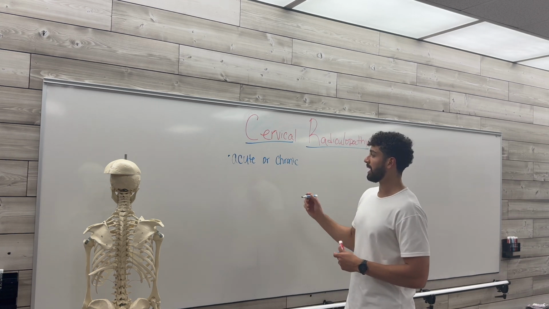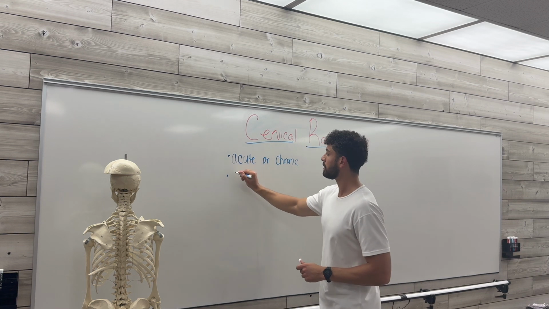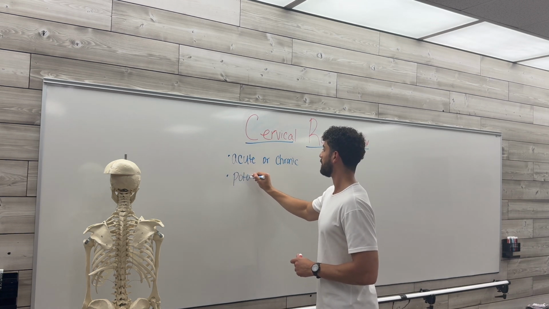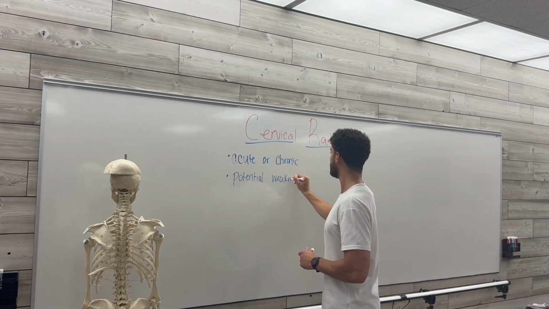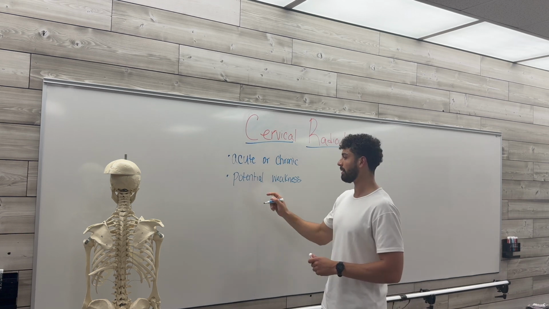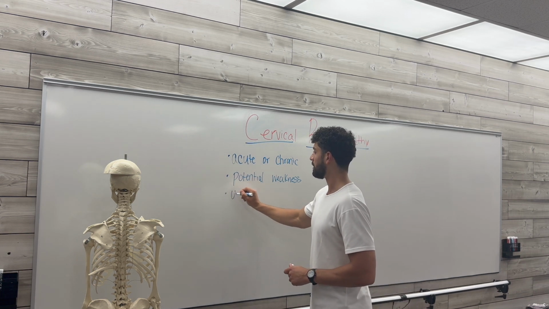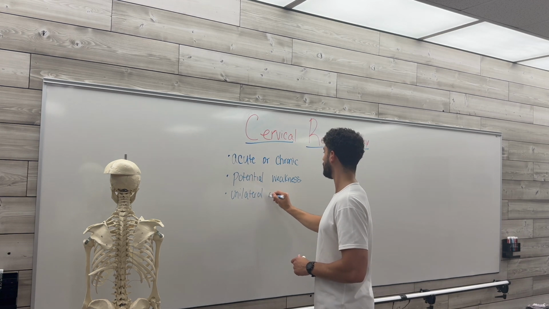Typically, you're also going to have some potential weakness. This is where an upper quarter screen is going to come into effect, which we'll talk about in the exam. So you're going to want to look at that. It can be unilateral or bilateral. Oftentimes it's going to be on one side, but it can be on both sides.